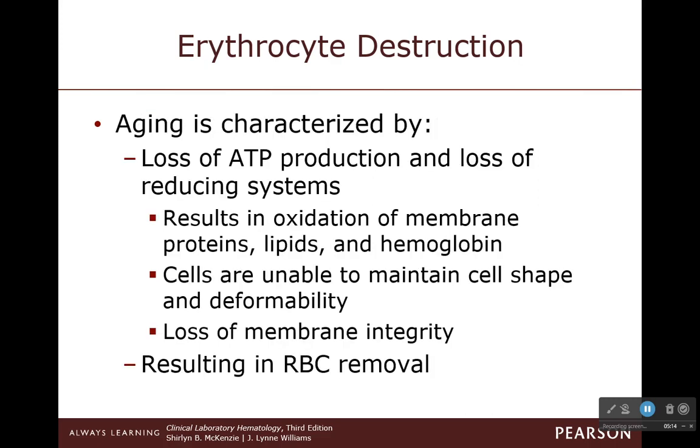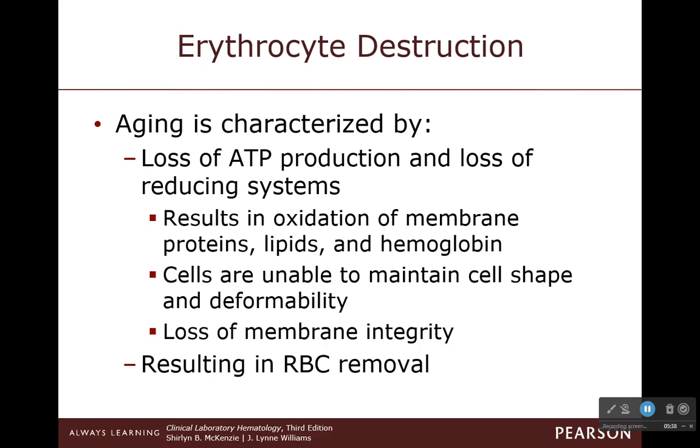Anytime you have that loss of ATP production and the loss of reducing systems, then you begin to have oxidations that become detrimental to the cell itself, okay? So those cells are unable to maintain their cell shape, their deformability, all these different things. And so now we need to get rid of them.